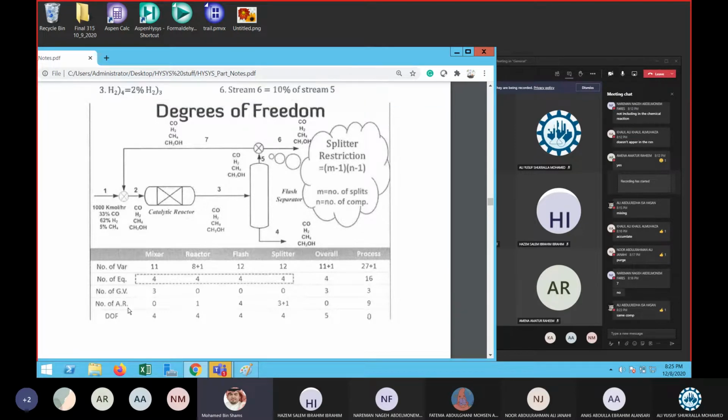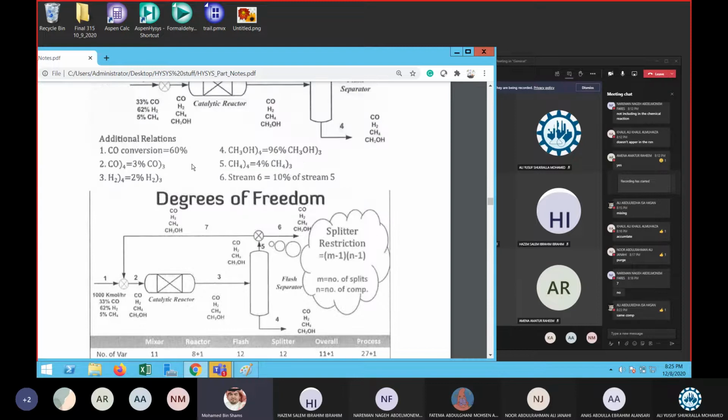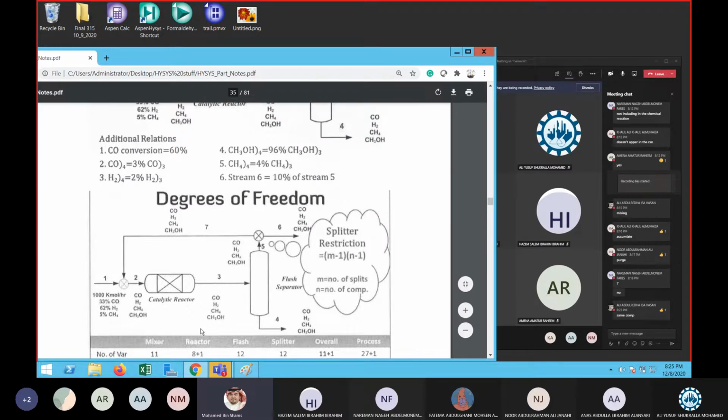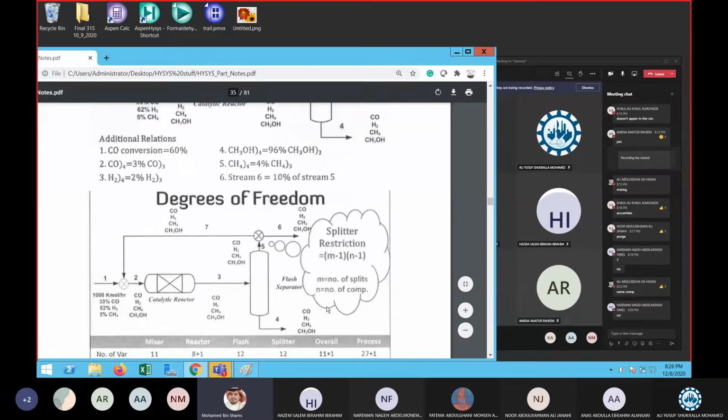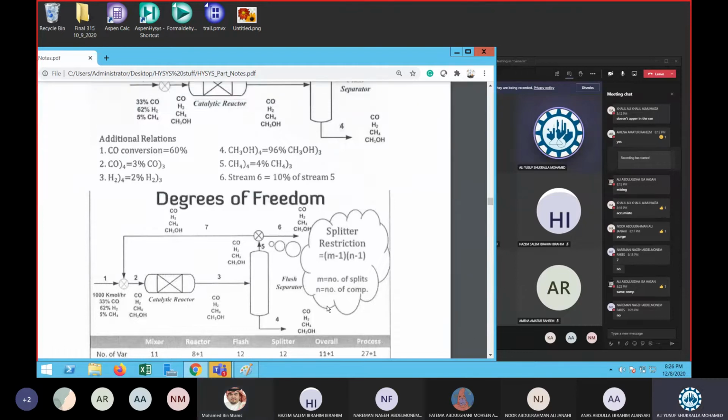Any available relation for the overall? We have 6 here. Does any of them belong to the overall? None of them. 0. Why? We don't count the conversion with them. No. Can you tell me why no? Or can anyone else tell Ali why no?